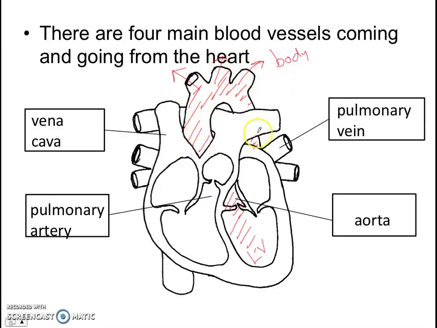So the reason why there's this arch is that this arch will then bring oxygenated blood to the bottom of your body, to your legs and everything below. Well, all these branches here will bring oxygenated blood to the top part of your body, so to your hands, to your head, and everything. Okay, so these are the 4 main blood vessels. Please know where they are located around the heart.